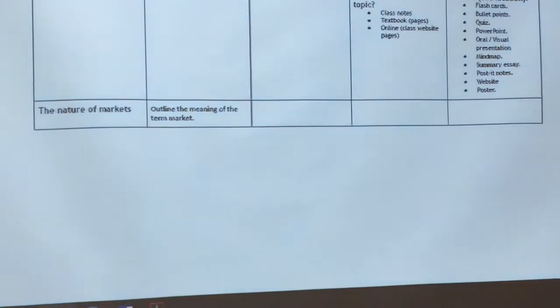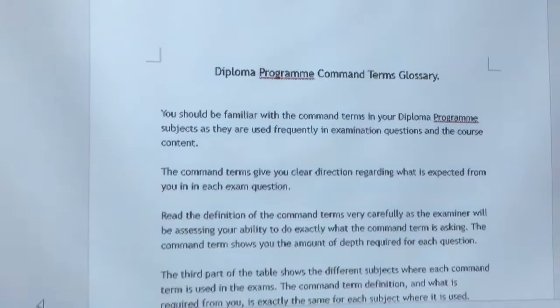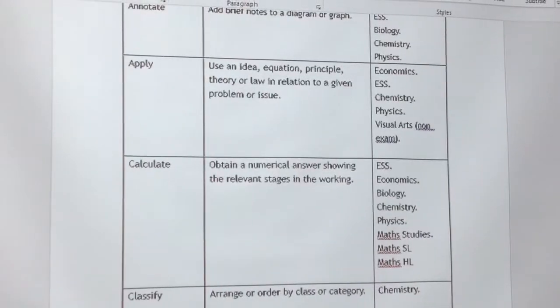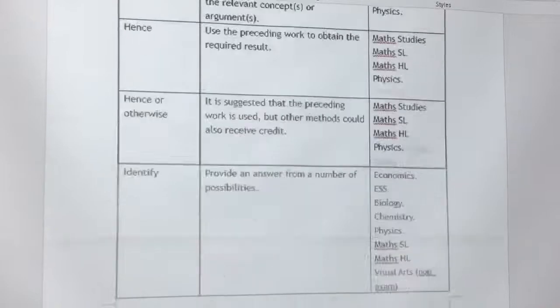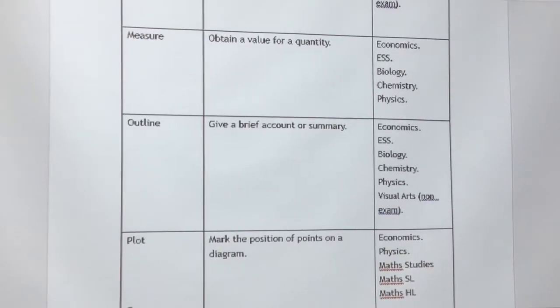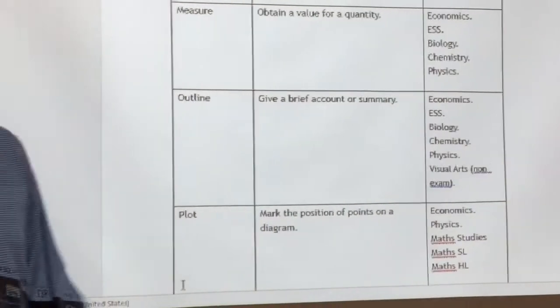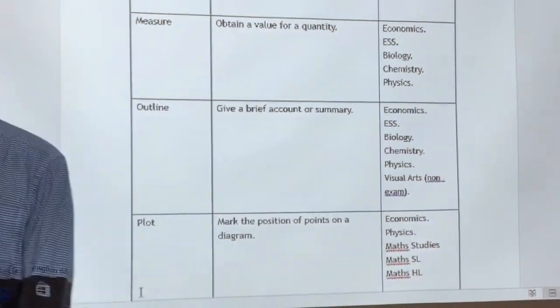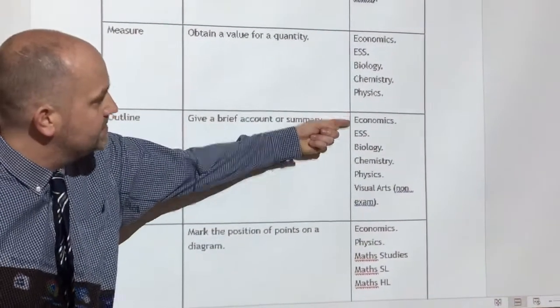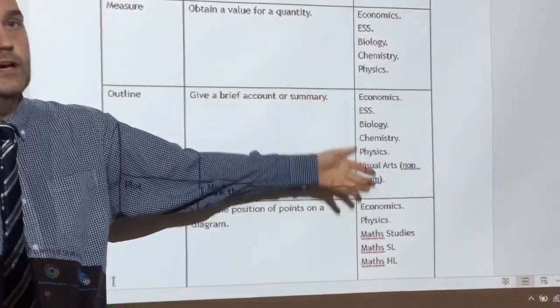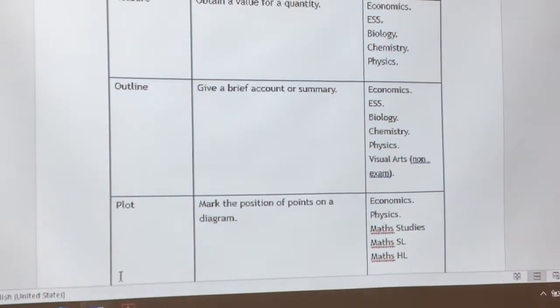Make sure you understand what you're going to have to revise. What you should do for that is go to a command term glossary, go all the way down and look for the command term outline, and you know that the exam or the assessment is going to say you must give a brief account or summary. That's what outline means. There it is. It comes up in economics. Also look at the other DP subjects you study, and you can see that that skill transfers to other subjects.